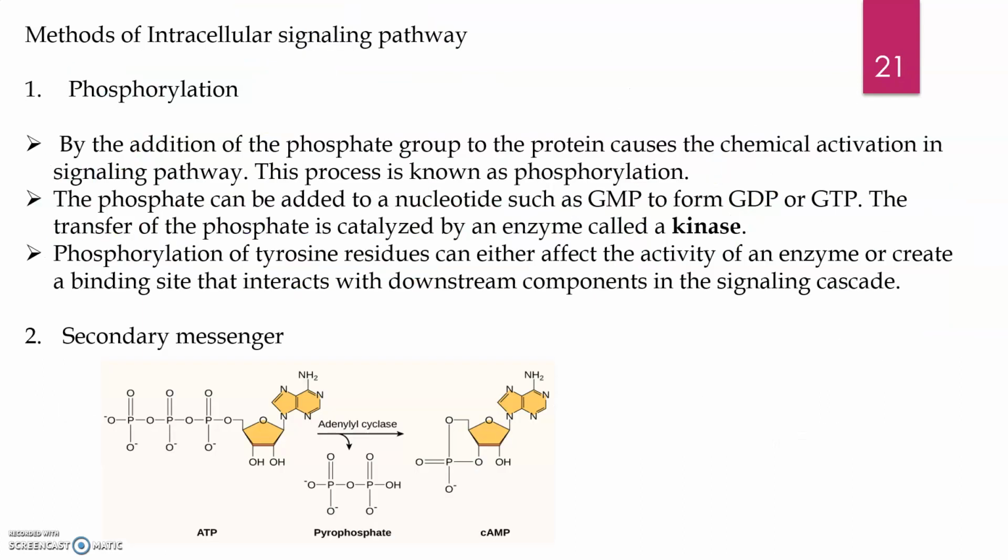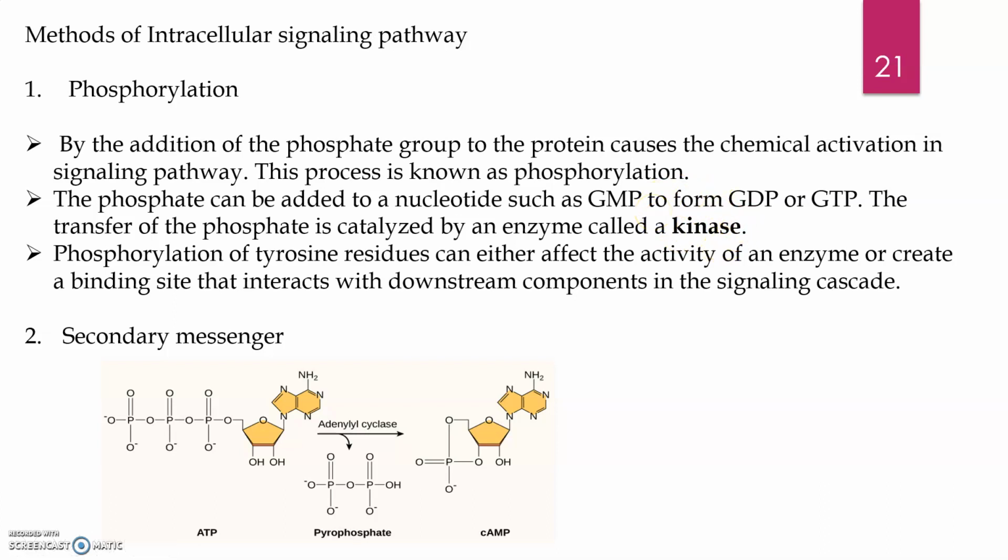As you have already seen, in the case of the G protein coupled receptors, also the phosphorylation process, which occurs by the addition of the phosphate group to the protein, causes the chemical activation in the signaling pathway, and this is known as phosphorylation. And the phosphate can be added to a nucleotide such as GMP to form GDP or GTP, and the transfer of the phosphate is catalyzed by the enzyme that is the kinase. And this conversion from GMP to GTP, and the addition of one phosphate group or two phosphate groups, is catalyzed by an enzyme that is kinase.